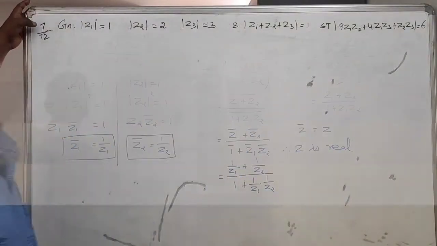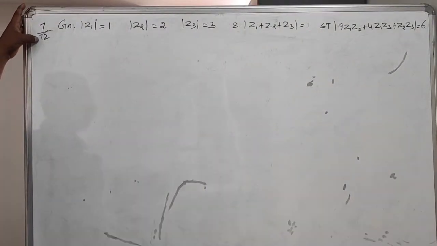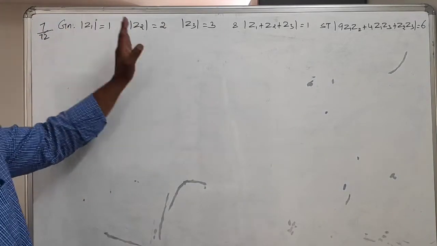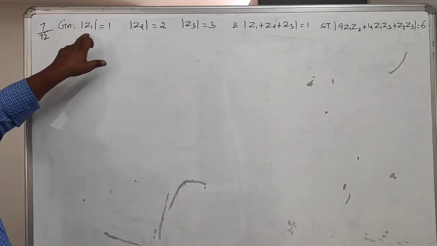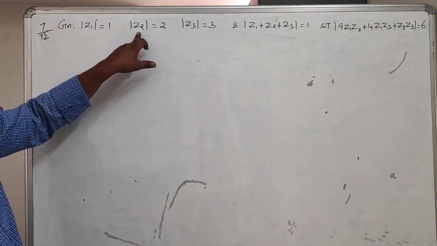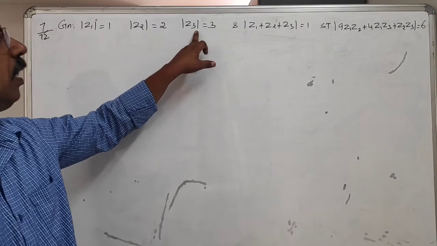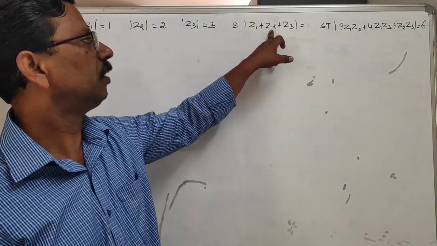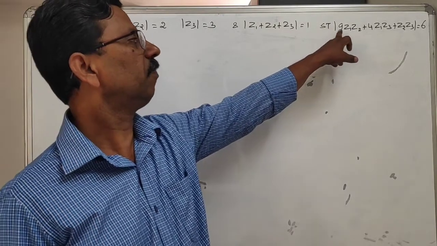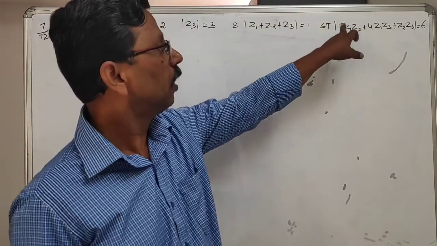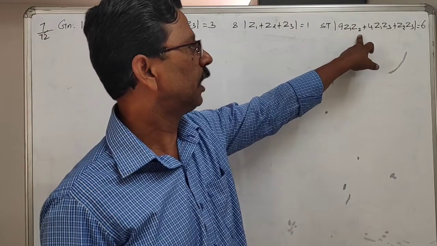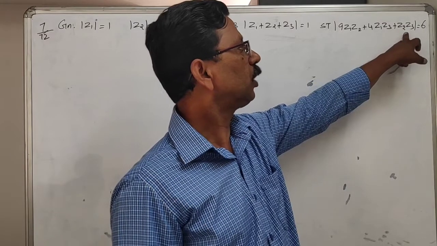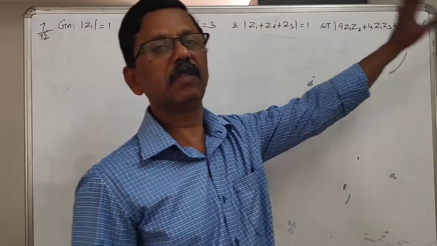Therefore, Z is real. Next problem, given at page number 72. For any three complex numbers Z1, Z2 and Z3, such that modulus Z1 equal to 1, modulus Z2 is equal to 2 and modulus Z3 equal to 3, and modulus of Z1 plus Z2 plus Z3 is equal to 1, then we have to show that modulus of 9 times Z1 Z2 plus 4 times Z1 Z3 plus Z2 Z3 is equal to 6. We have to prove.